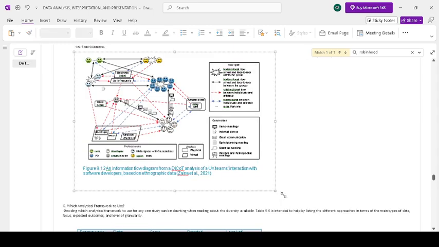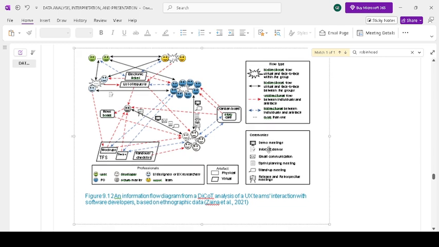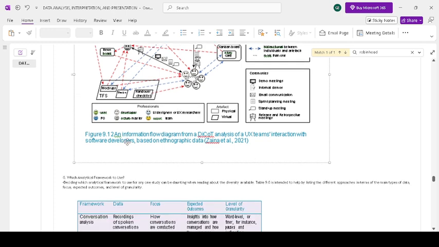So here is the example. Ceremonies, demo meetings, informal demo. So you're trying to provide the meaning of the graph, flow type: unidirectional, bidirectional, more than one. User, blue is PO, developer, Scrum Master, UI designer, physical and virtual. So there you go. An information diagram can be a good analysis of UX team interaction with software developers based on ethnographic data. So it was observed physically.